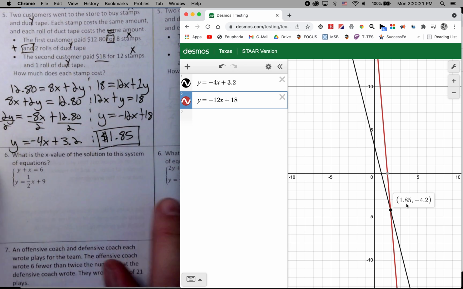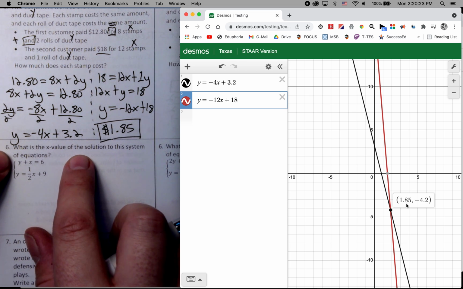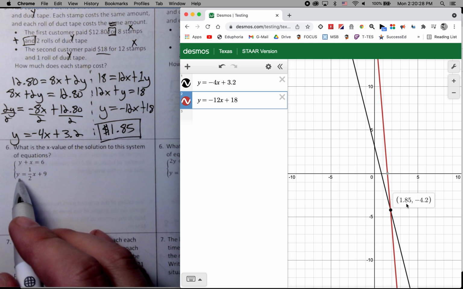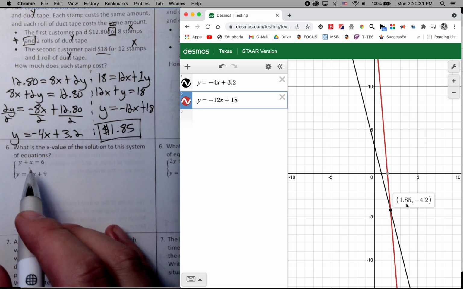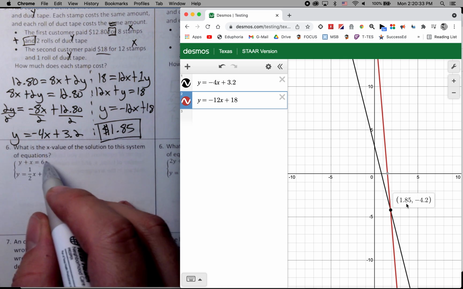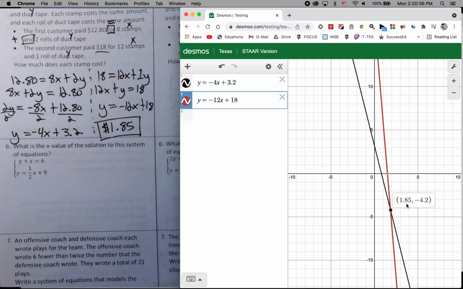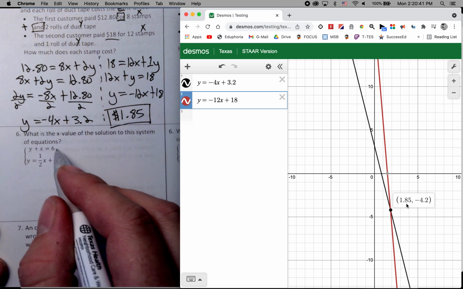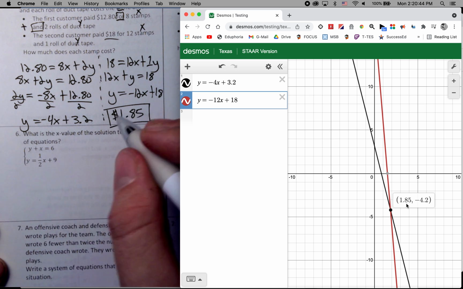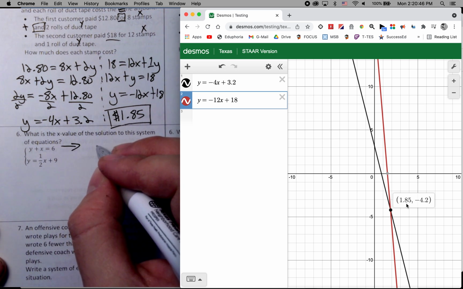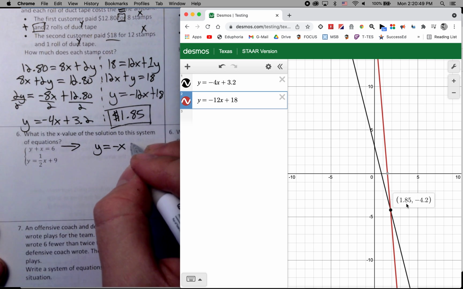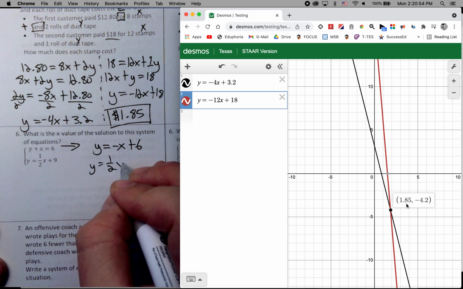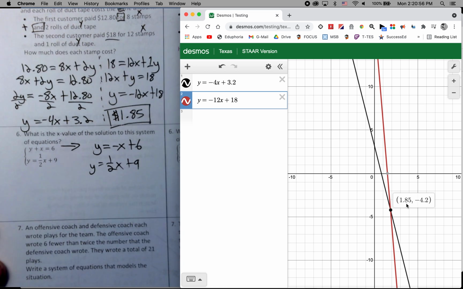Okay. Number 2. Or no, excuse me, number 6. What is the x value of the solution to the system of equations? Okay, there's a couple ways you can do this. Since this bottom equation is already in slope-intercept form, I'm going to try to solve this by graphing. This first equation is not in slope-intercept form. I need to get y by itself. So remember, the first step is to move over the x. If this is a positive x, when it moves over, it's now going to become negative x. So y equals negative x plus 6. And then I still have y equals 1/2 x plus 9. I just rewrote it so they match up.